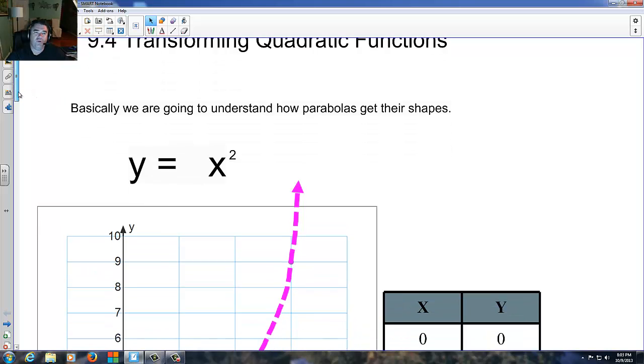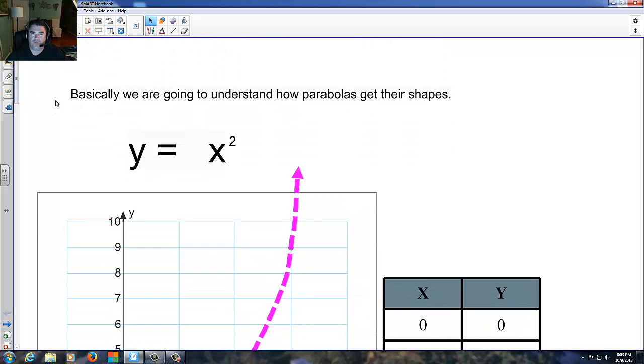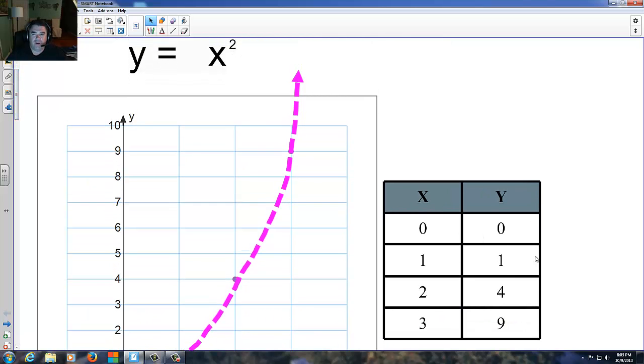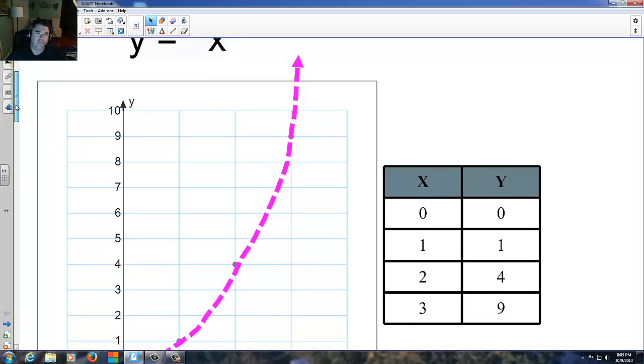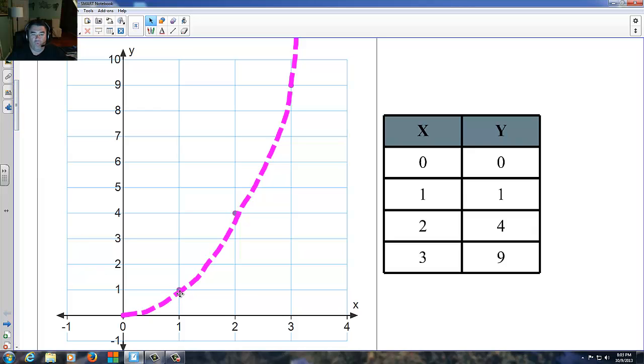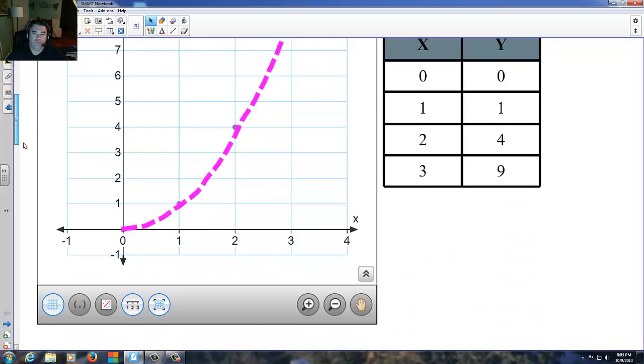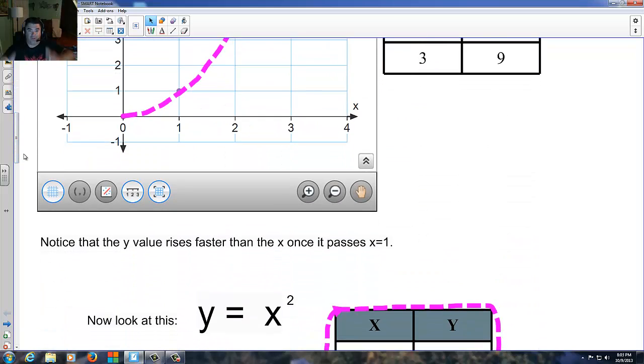Okay, today what we're going to do is measure how parabolas get their shapes. What I mean by that is, take y equals x squared. If you have 0 squared, that's 0. 1 squared is 1, 2 squared is 4, 3 squared is 9. If you look at the graph, you'll notice 0, 0, 1, 1, 2, 4, 3, 9. Look how sharp the line turns upwards as the numbers get larger. The reason is that as you're squaring larger numbers, they get even larger, so they rise up fairly quickly. Notice that y values rise faster once it passes x equals 1.